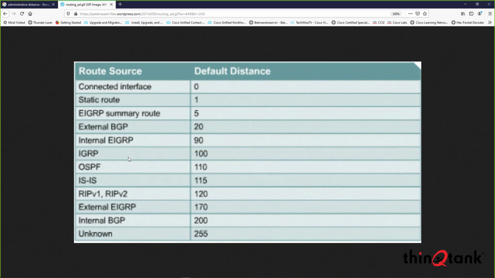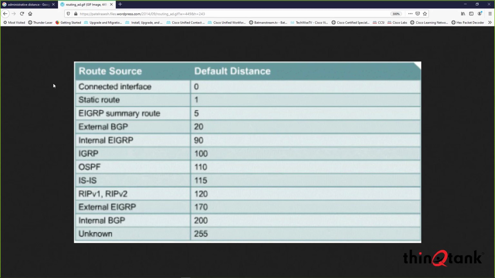I just decided to pull up the whole table for you. This is Cisco, by the way. Other vendors might have a different way of defining their administrative distance values. Connected route 0, static route 1, EIGRP summary. We'll probably not talk about that in this class. Not really that relevant because it's only locally significant to the router. External BGP 20, internal EIGRP 90, IGRP, which doesn't exist anymore, that's why I didn't write it down, 100, OSPF 110, ISIS 115, RIP 120, external EIGRP, which are redistributed routes into EIGRP, that's 170. Internal BGP 200, unknown 255.